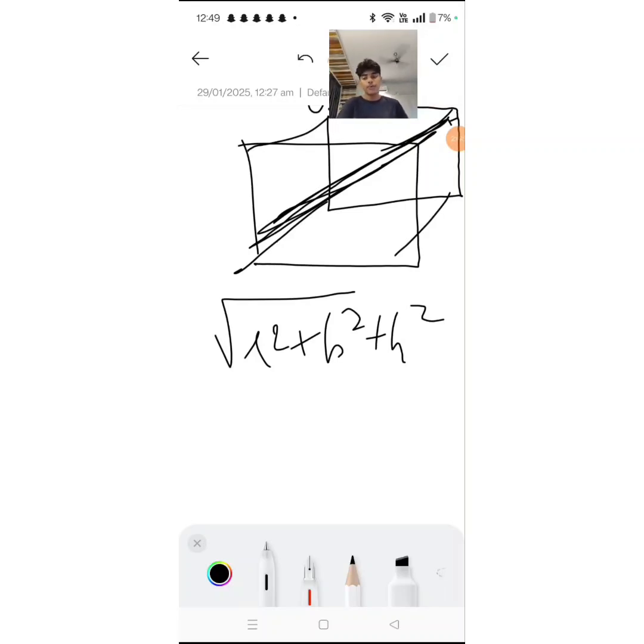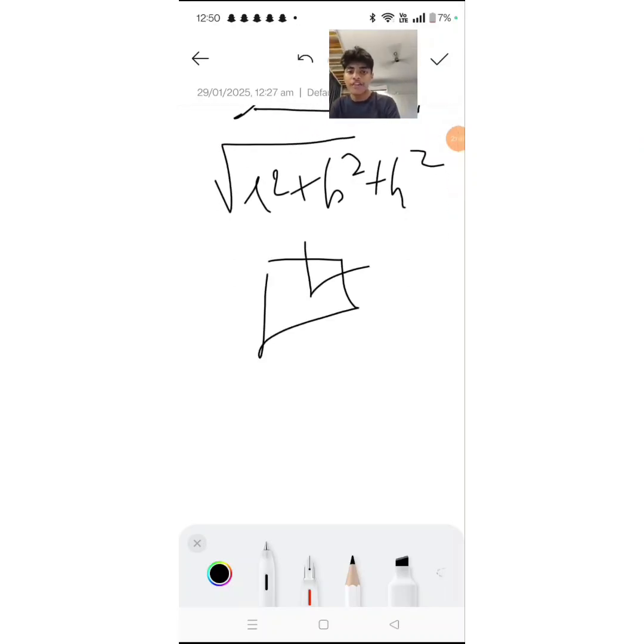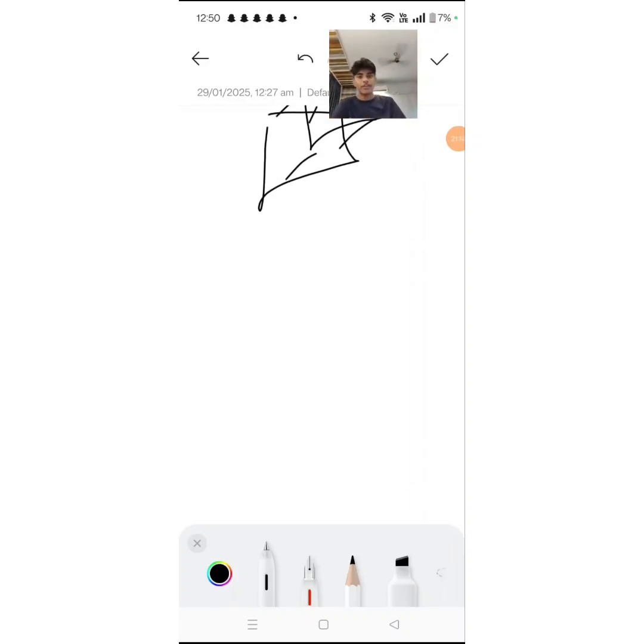And then you have your cube. Your cube is also very similar to a cuboid. It's just that all sides are equal. So in a cube, there's just a, since all sides are equal. There's no length, breadth, height. Everything is just a. So volume would be a cube. And you also have total surface area and lateral surface area.